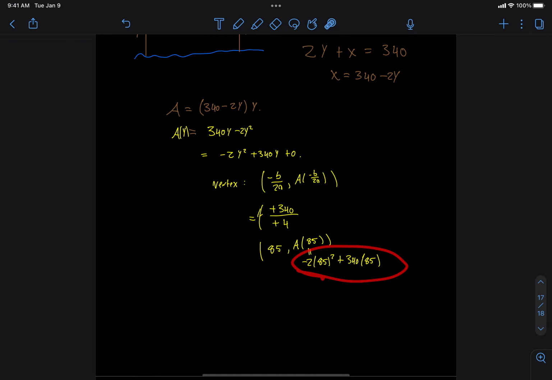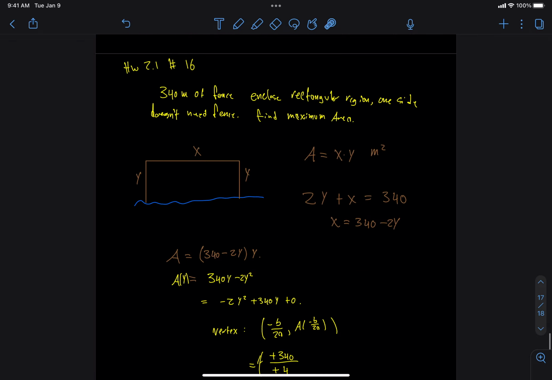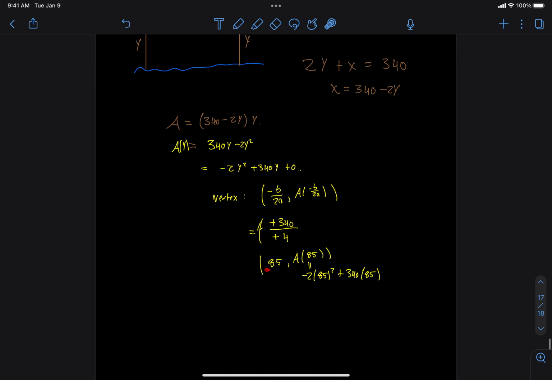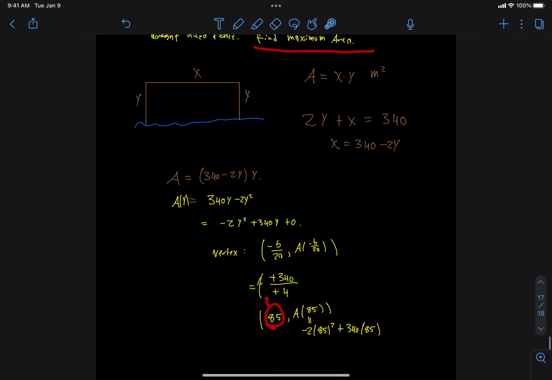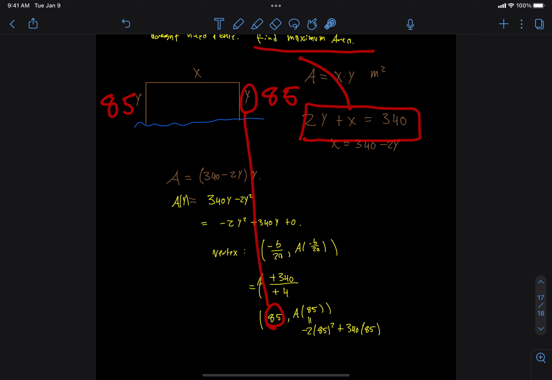But another way this question could have been phrased is find the dimensions of the fence which give you the largest area, right? And then you would be able to say, well, look, having the 85 be this width, you would want 85 here and you'd want 85 here, and you would use this equation to determine what the other dimension should be, right? Does that make sense?